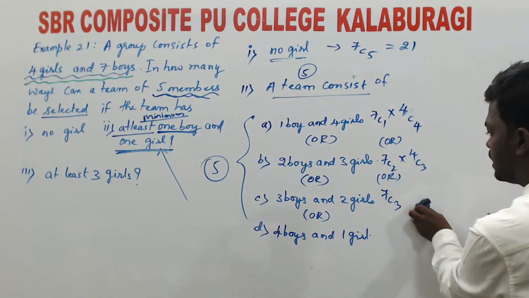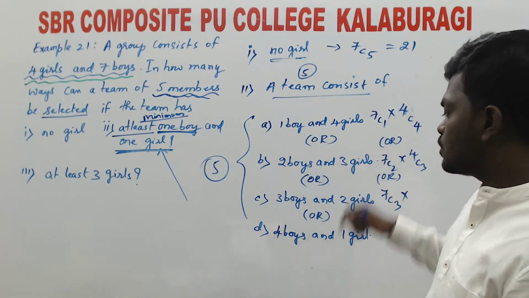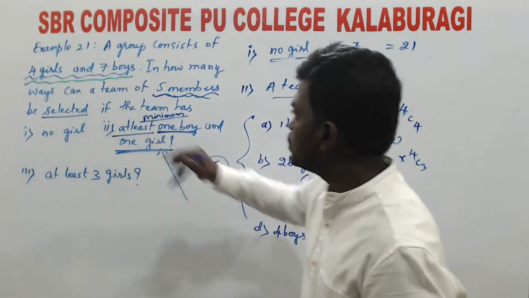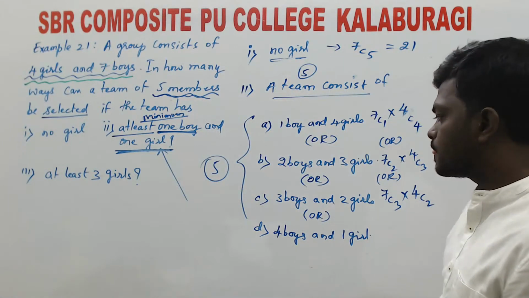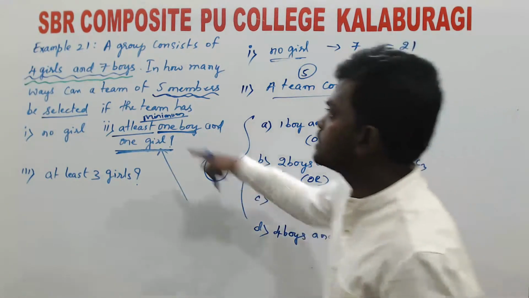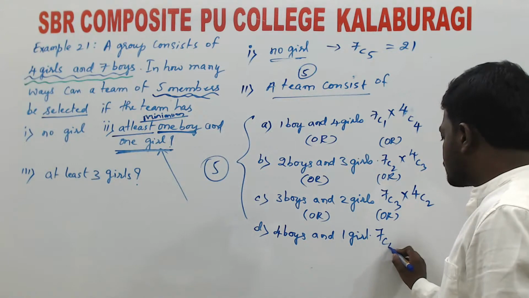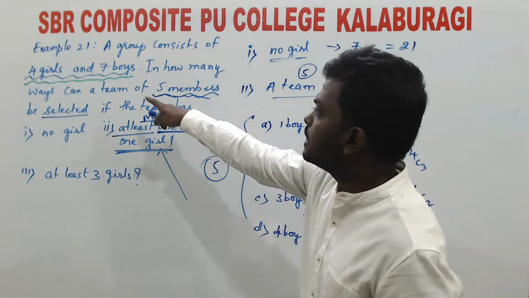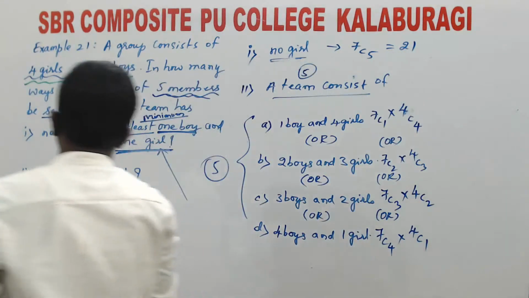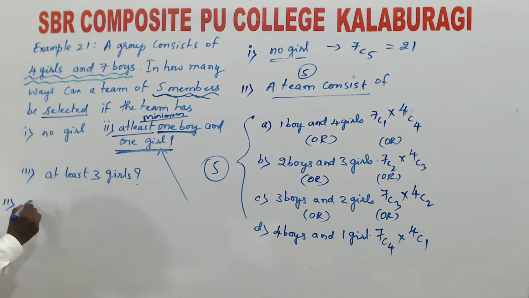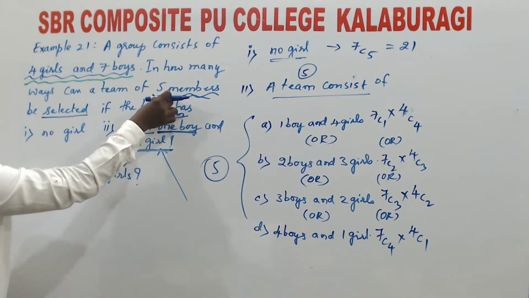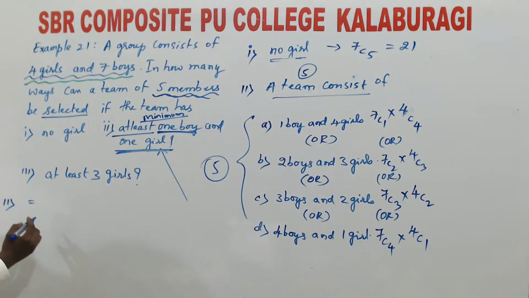Hope you have understood it. And into two girls, 4C2. Or this may be the team: four boys from seven boys, and you have to pick one girl, so one girl means 4C1. Right. So hence the total number of ways in which at least one boy and one girl will make a five-member team is, right.